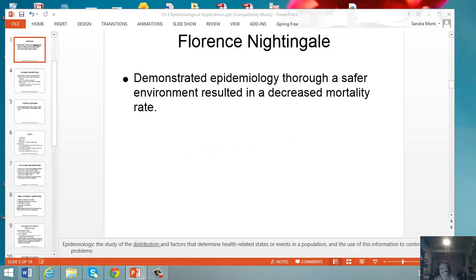Florence Nightingale, as a nurse epidemiologist, demonstrated that a safer environment resulted in a decreased mortality rate. This was during the Crimean War, when she studied how the environment, fresh air, fresh water, clean dressings, and ample supplies could help reduce, and did reduce, the death rate.